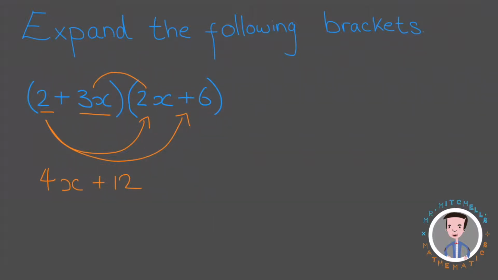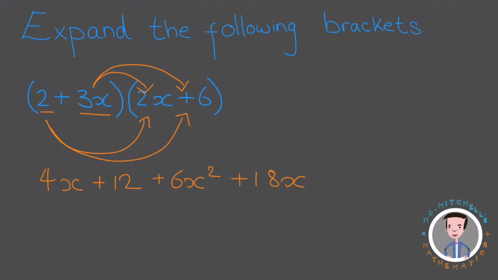We now need to times everything in the second bracket by 3x. So we do 3x times 2x, which is 6x squared, and then we do 3x times 6. In this case, that's 18x. Good, so we now have expanded the bracket, but what we need to do is leave it in its simplest form.